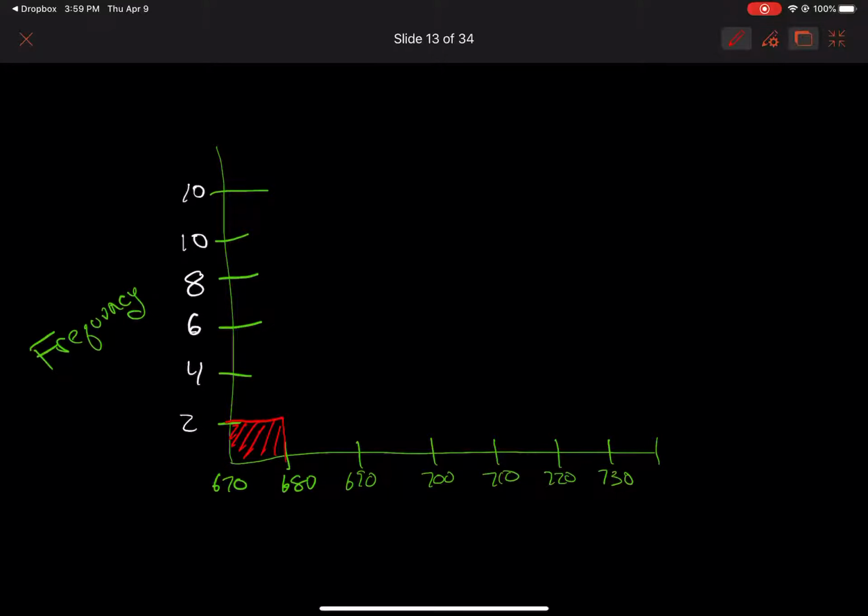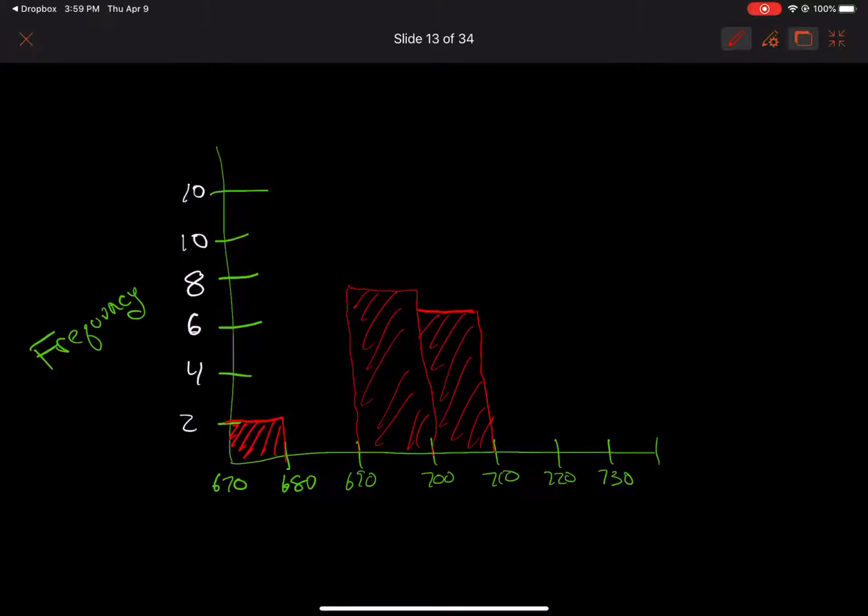680 to 689, there was nothing. 690 to 699, there were 7. So I will make my histogram go up to here and then color it in. 700 to 710, there were 9. So I'm going to go right here. In my histogram, the bars are touching each other. They're all the same width. So all of my classes are the same width.